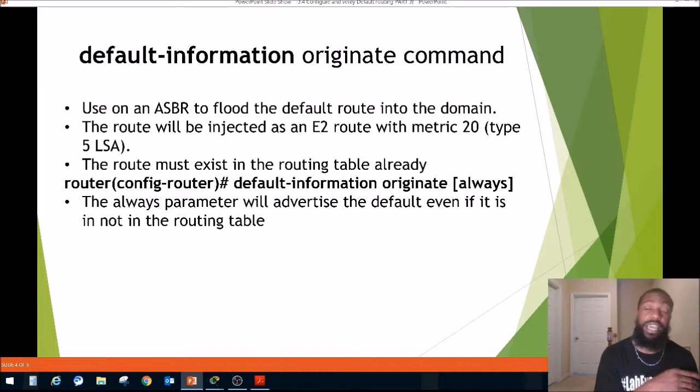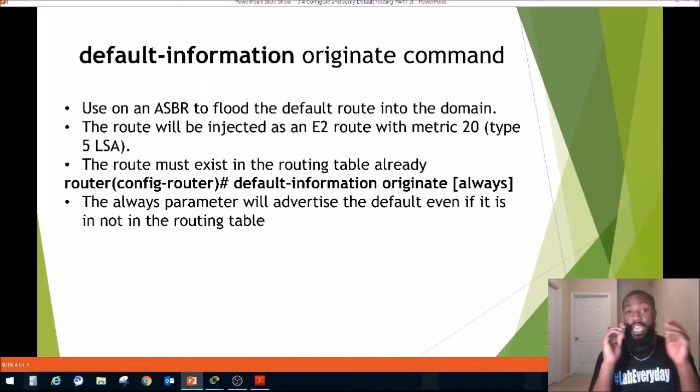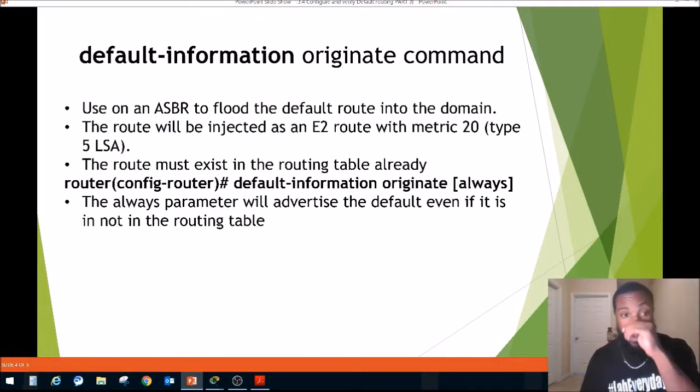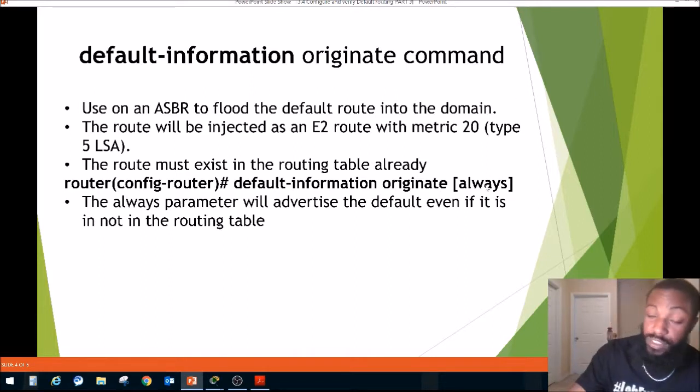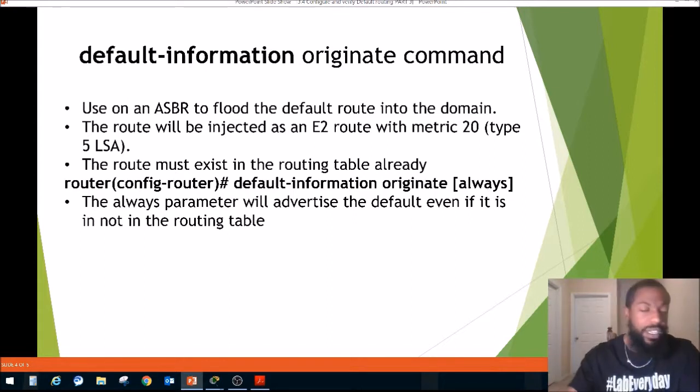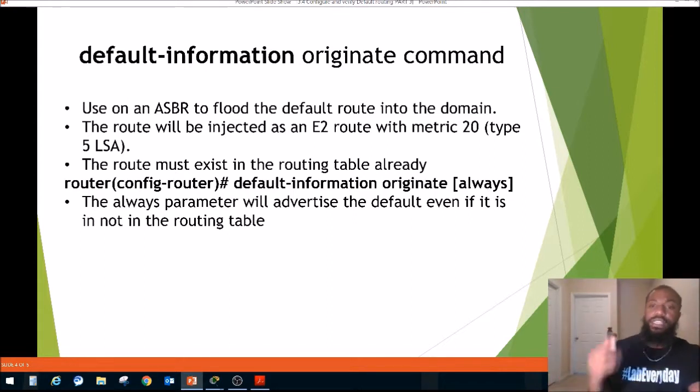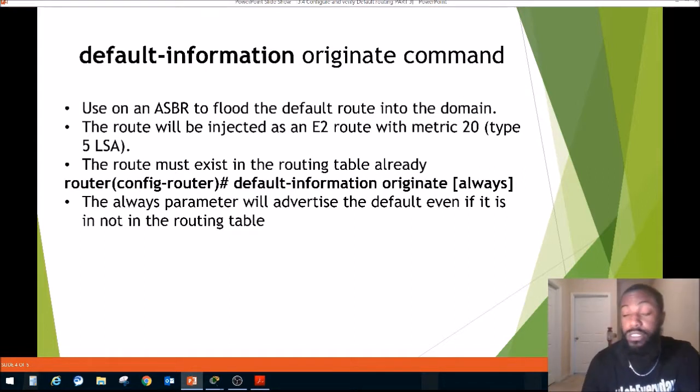It's redistribute static or ip default-network, and with OSPF, we use default-information originate. The always parameter will advertise the default even if it is not in the routing table. So if it's not in the routing table, all you have to do is add always right at the end. The example we're gonna do today won't put that keyword in. I might create a topology and flex on my hardware, and we might practice that on hardware. But for now, we're just gonna do a real simple Packet Tracer topology.